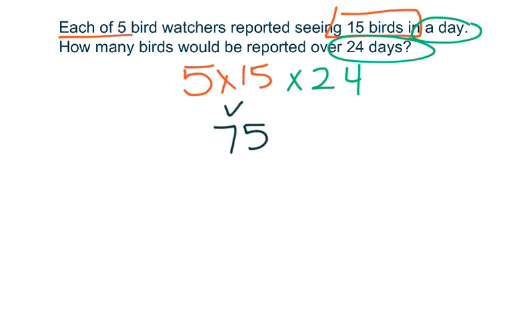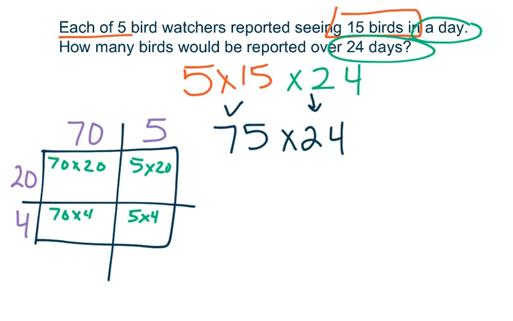If you didn't do it in your head and you wrote it down, you could have used any method to solve that. Then we're going to bring down our times 24, and we're going to multiply 75 times 24. I'm going to use the area model to solve. Go ahead and solve using any method.